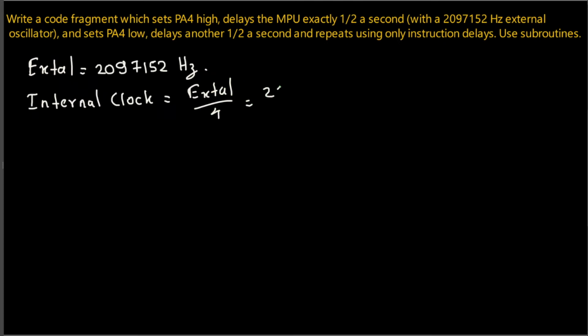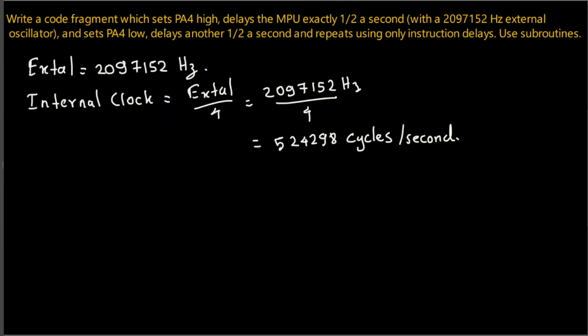External is 2,097,152 Hertz, and that one divided by 4 gives us 524,288 cycles per second.